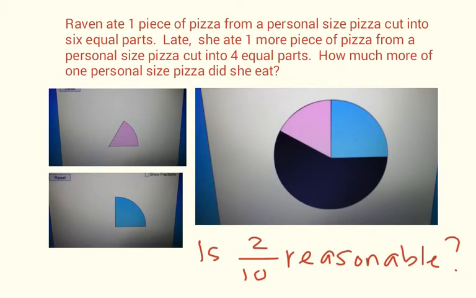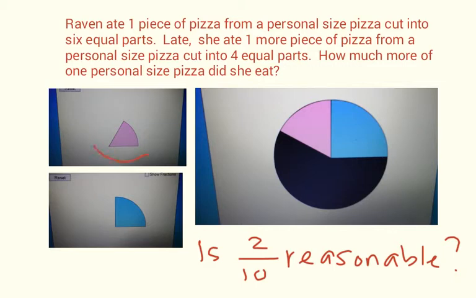It's important for us to be able to find fractions that are equivalent fractions or fractions that are greater than or equal to each other so that we can start figuring out how we are going to add fractions when we have two pieces that are different sizes. So I have a question for you that says: Raven ate one piece of pizza from a personal-sized pizza cut into 6 equal parts. Later, she ate one more piece of pizza from a personal-sized pizza cut into 4 equal parts. How much more of one personal-sized pizza did she eat?